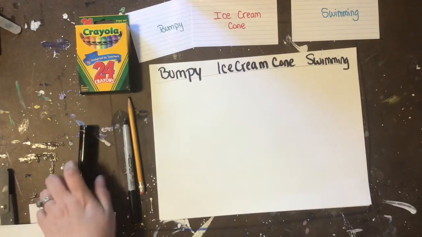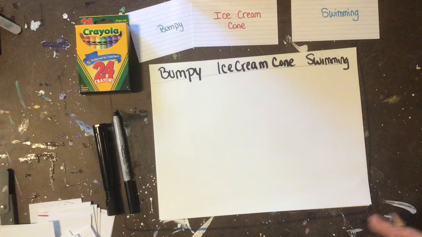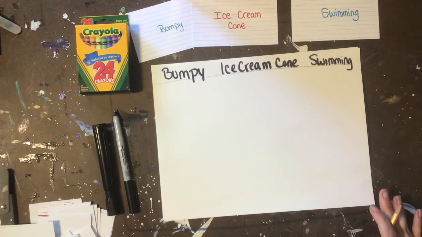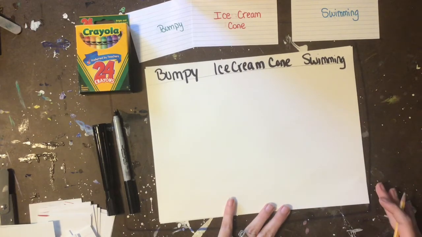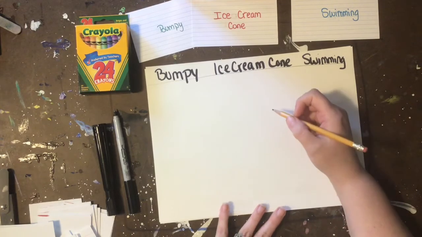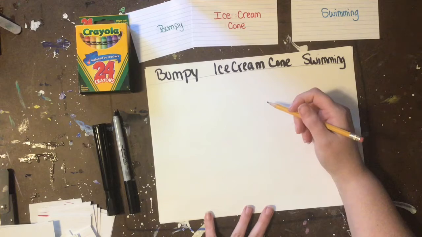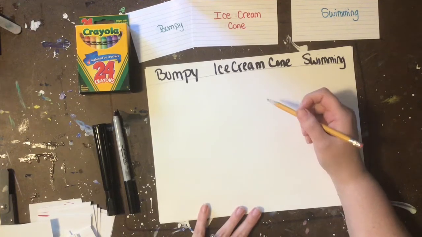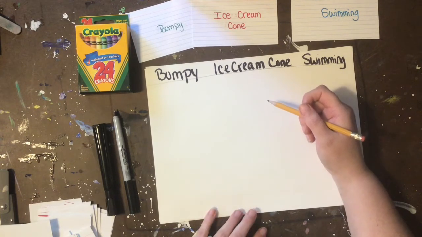So I have to start brainstorming ideas of what I could do to make this ice cream cone swimming first, and then also make it a bumpy ice cream cone. Maybe for the bumps, he can have sprinkles on him or chocolate chips or something. If I do it swimming, maybe he's at the beach. So you can do like a beach scene or a scene in a pool.